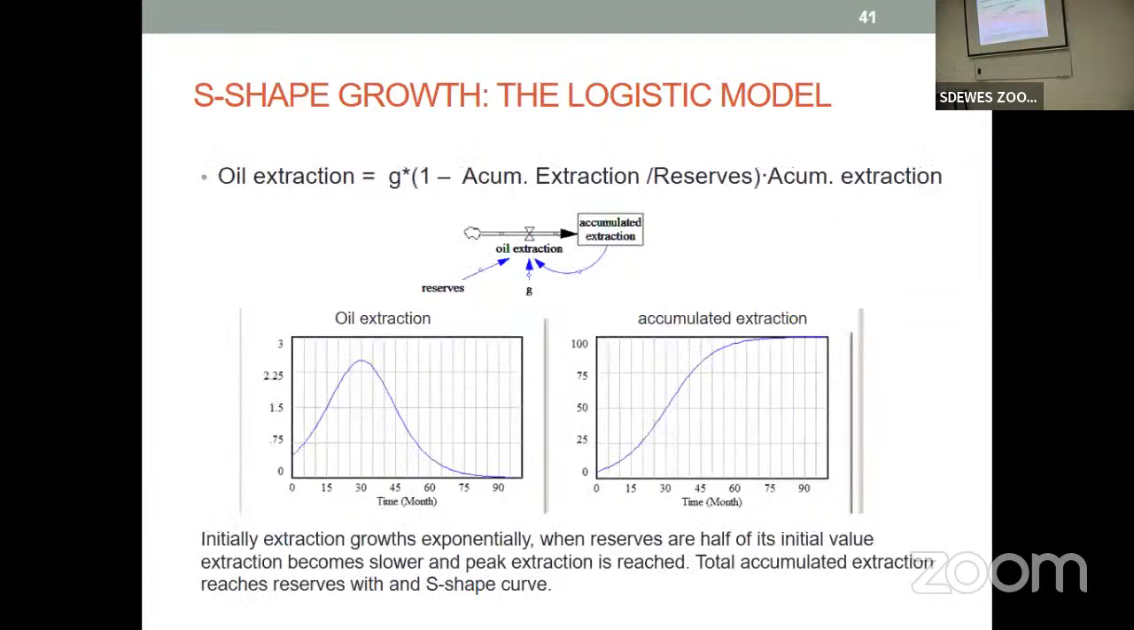So we can model this kind of curves through this kind of simple model. We have accumulated extraction, we have real reserves, we have a rate for oil extraction. According to the parameters we use here, the maximum reserve we have and the parameter of maximum extraction, we obtain curves like that. This is for oil extraction, this is for accumulated extraction. And as you can see, this is similar in form to the peak oil curves of many authors.